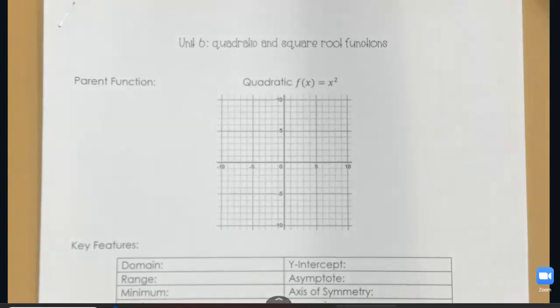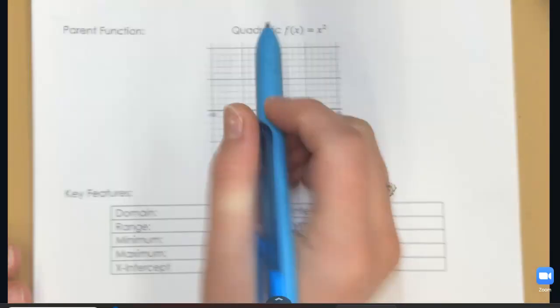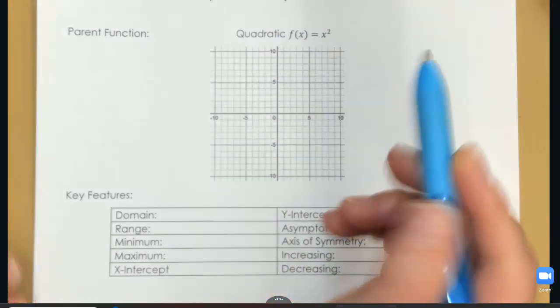It's another exciting day here in Algebra 2. We are going to be looking at two of our parent functions today, quadratic and square root, and we are going to be focusing on some of their key features and transformations. So we are going to start with a quadratic parent function, that is x squared.